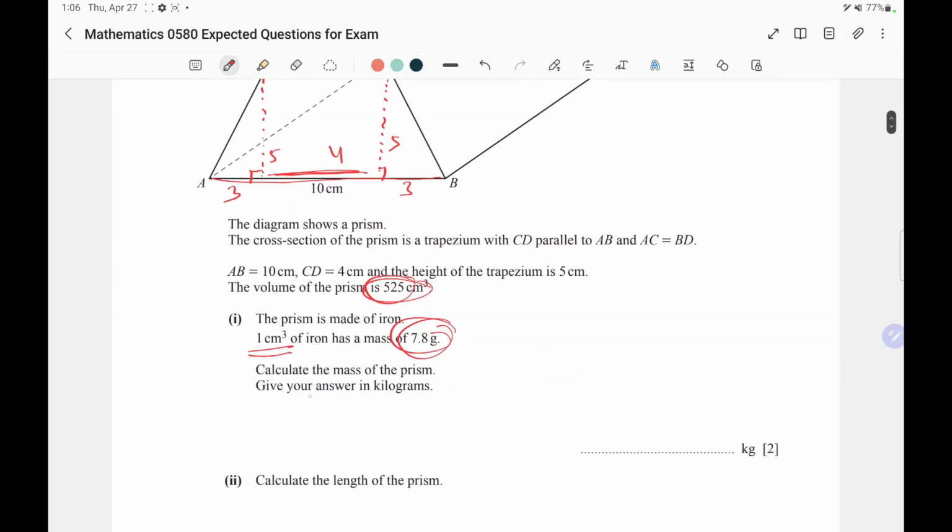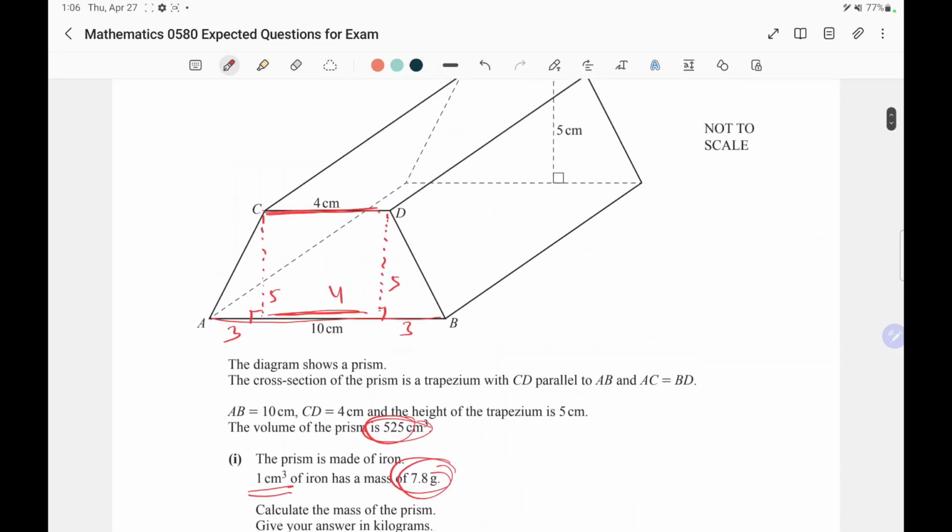So 525 centimeter cube will be how many grams? 525 times 7.8, but this will come in grams. 525 times 7.8 is 4095 grams, but we have to divide by 1000 because we need to give the answer in kilograms, so that will be 4.095.